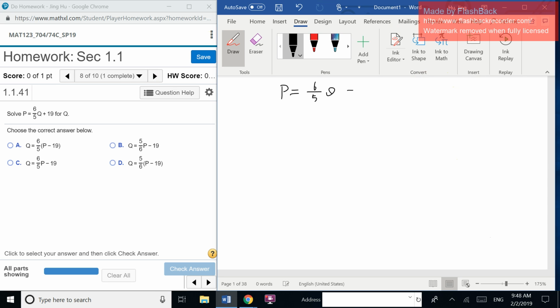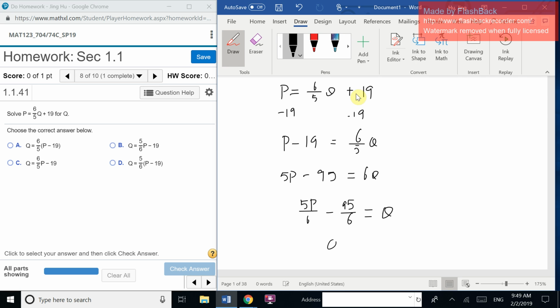Okay, now let's solve number 8. P equals 6/5 q plus 19. Subtract 19 from both sides. So P minus 19 equals 6/5 q. And multiply both sides by 5 to get rid of the denominator. Then divide both sides by 6, so 5(p minus 19)/6 equals q.